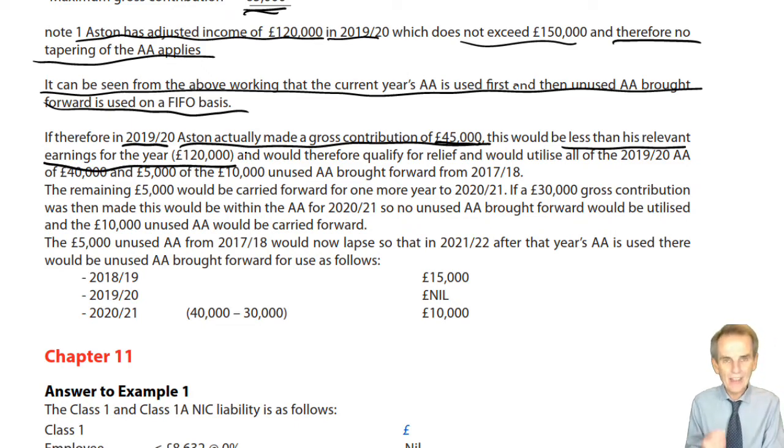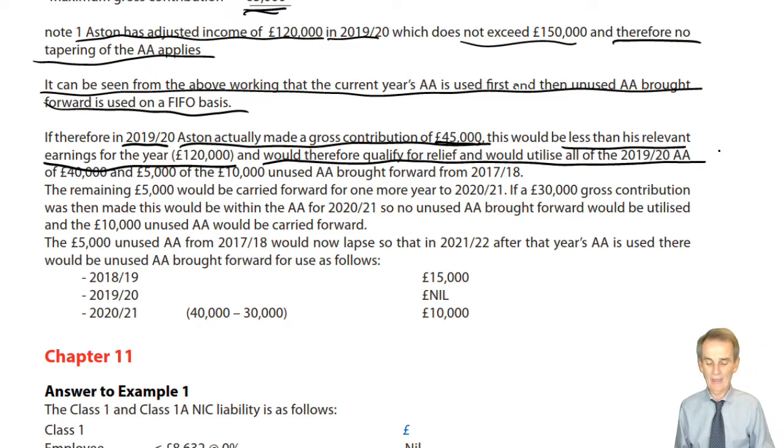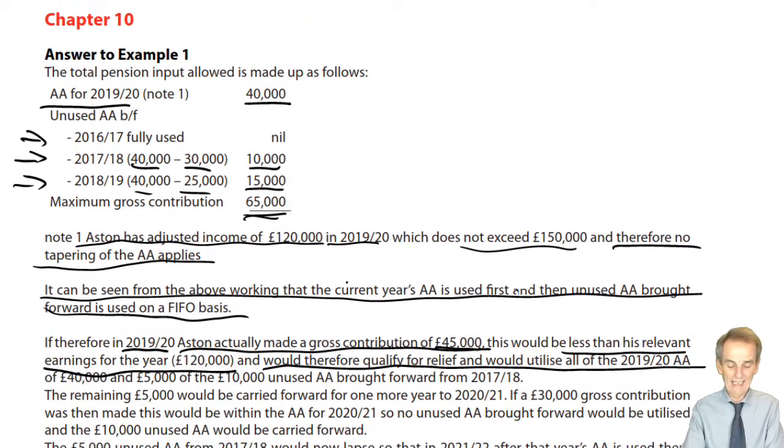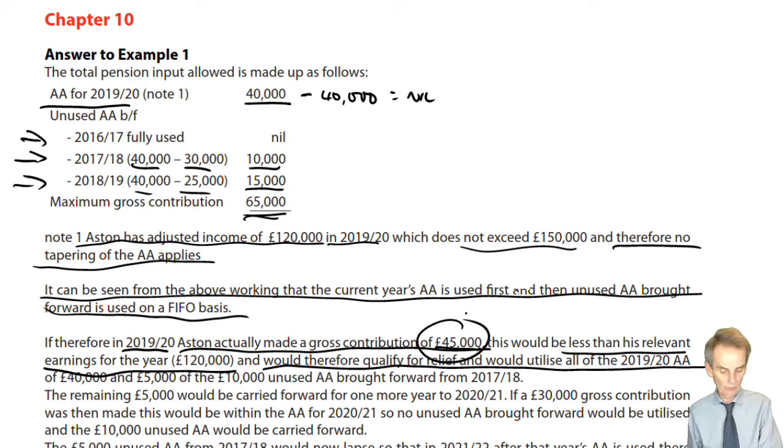So that amount would be allowable and would therefore qualify for relief and would utilise all of the 1920 annual allowance. So back to what we had, we would use firstly that 40,000. So there's none of that now left. We're making a gross contribution of 45,000. Nothing unused brought forward from 1617.